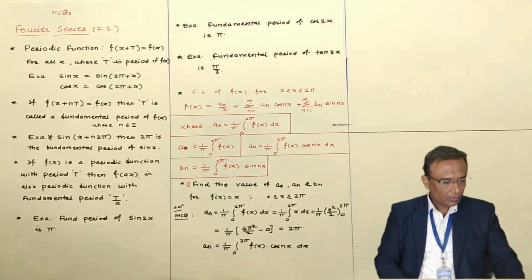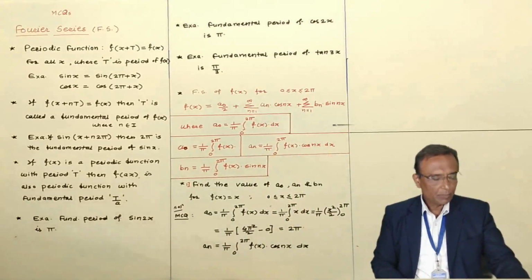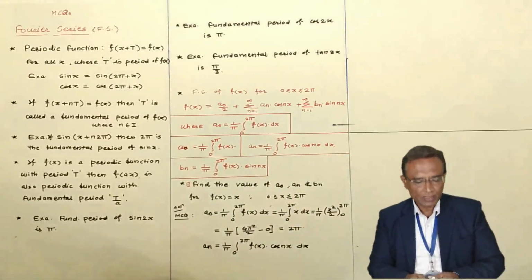In full range Fourier series, the ranges 0 to 2 pi, minus pi to pi, 0 to 2l, and minus l to l are coming. Now, prior to the Fourier series, some preliminaries we are going to discuss very quickly.